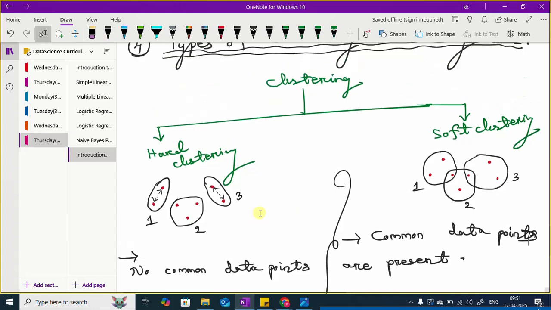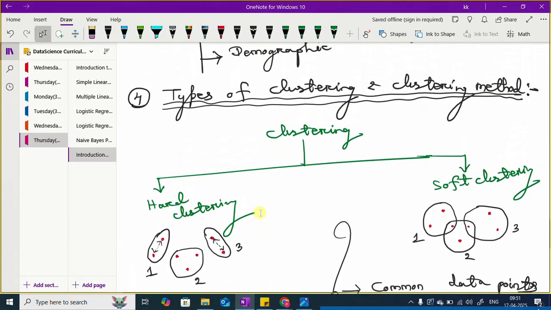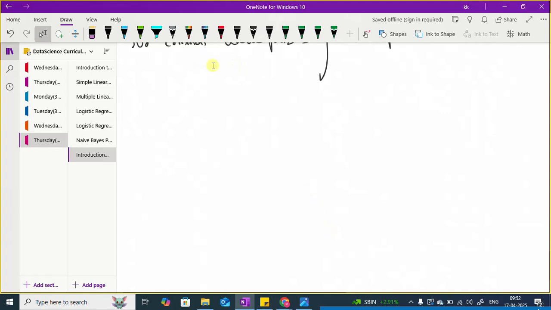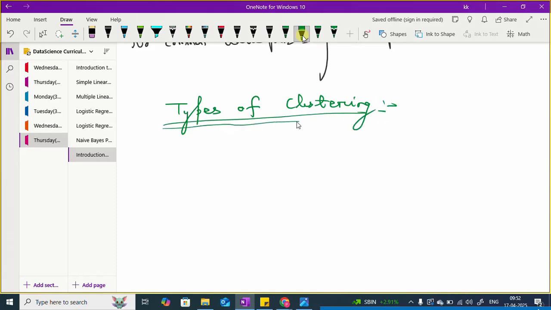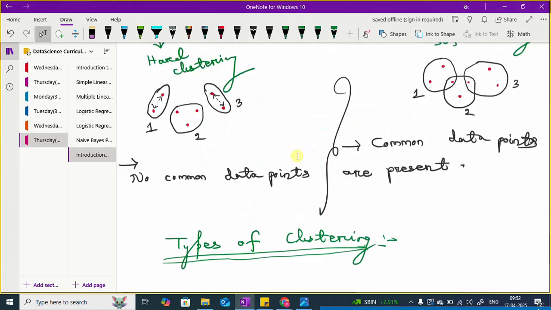Okay, now this is just a cluster. Now, what are the different types of clustering? This is based upon the common data point or intersection point. We are saying there are different types of clustering. Now, what exactly are the different types of clustering present? Types of clustering, which I have already written as part of the agenda. I think I need not write it again. Let me scroll up and show you there itself.